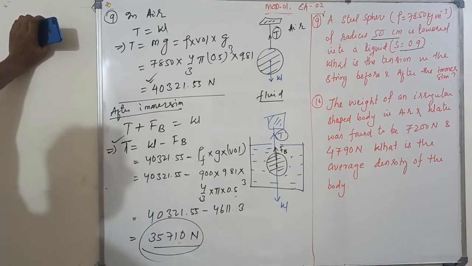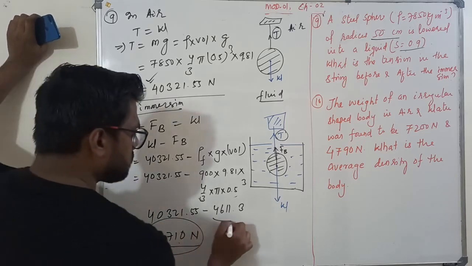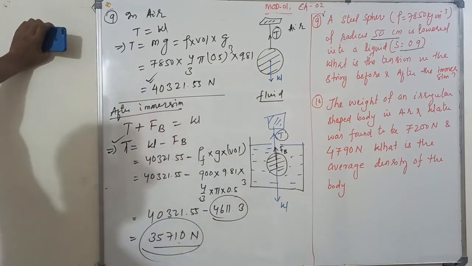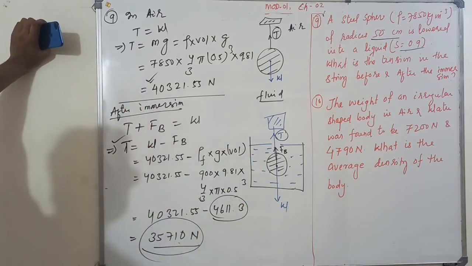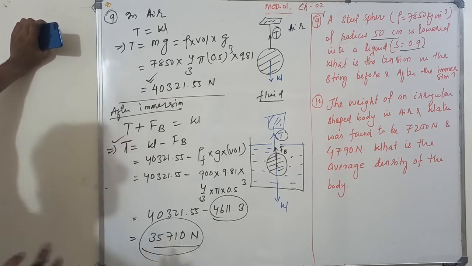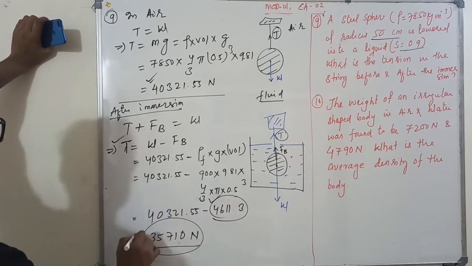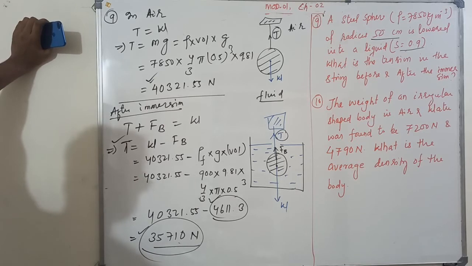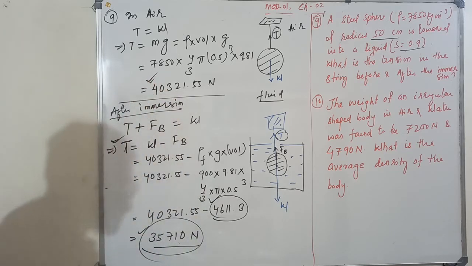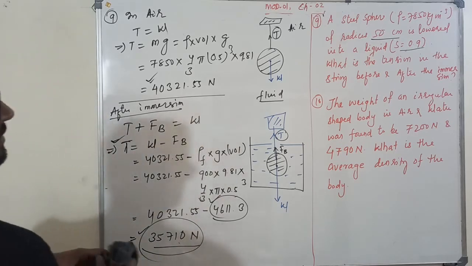Remember, upthrust is this value. Upthrust is nothing but this value, that is your force of buoyancy. Okay? Question now you can answer. Upthrust means this. Apparent weight is 35,000. That is your tension after immersion. Weight in the air was 40,321 Newton. Very good. Pause the video, note it down.